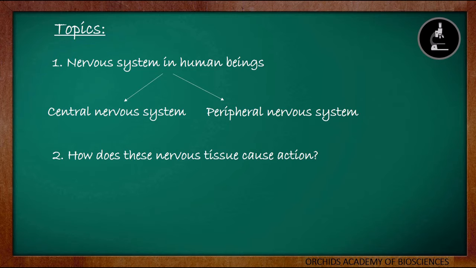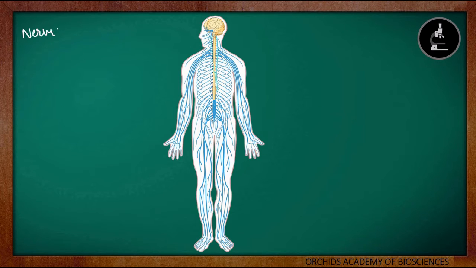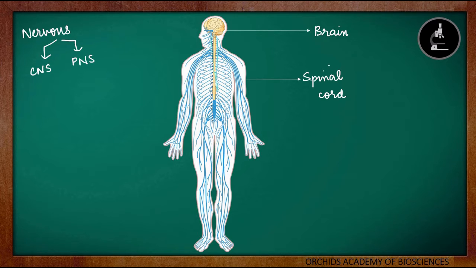So let's start with the nervous system. The nervous system in human beings is divided into two parts, the central nervous system or CNS and the peripheral nervous system or the PNS. The central nervous system comprises the brain and the spinal cord. So these two parts, the brain and the spinal cord, form the central nervous system, whereas the nervous system which arises from the brain and the spinal cord and connects to all the parts of the body forms the peripheral nervous system or PNS. So PNS is a connection between the central nervous system and all the parts of the body.